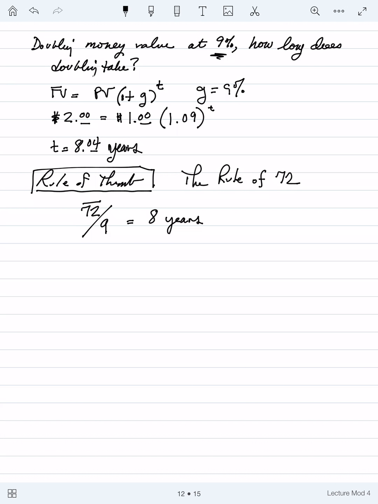And it's a whole percent. You don't put the decimal version of the percentage. So for instance, we said 9%, and that's why you use the value 9. If you had 6.1%, you would use 6.1, and so on.